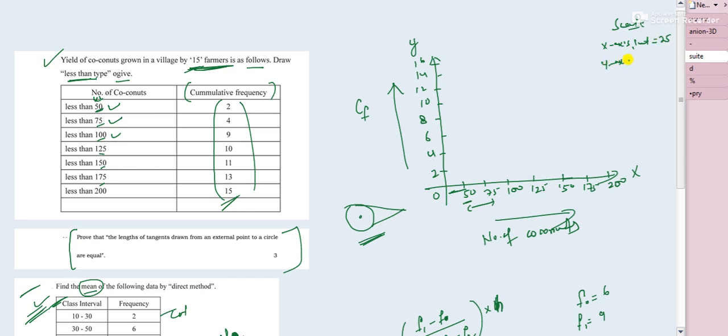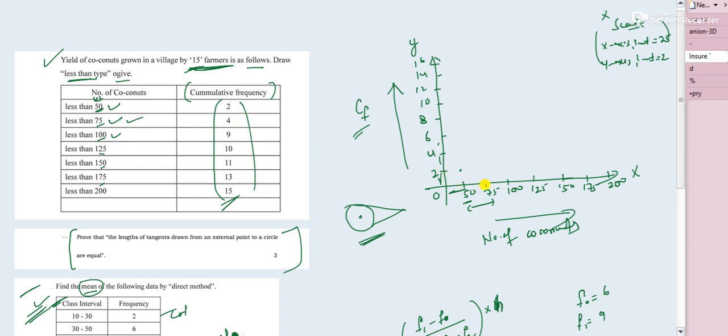Along y-axis, what is the gap you are taking? Everywhere it is 2. So 1 unit is equal to 2. This you have to write it. Compulsory. Okay. And this. Now just mark the value. This is 50. So at 50 it is 2. This is from x-axis 50. From y you have to do 2.